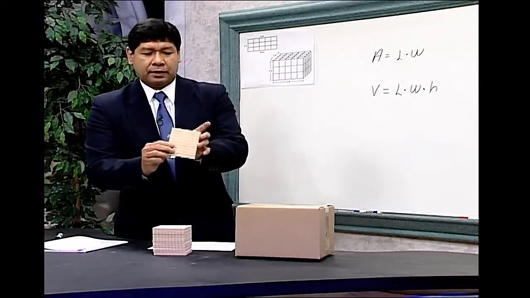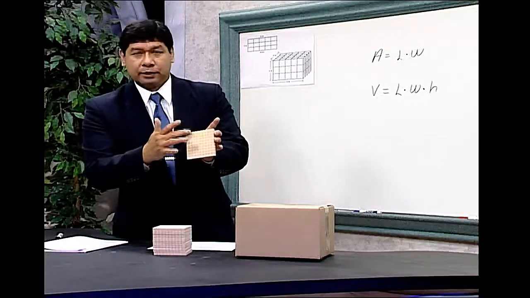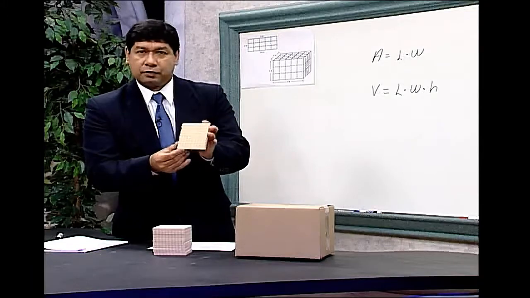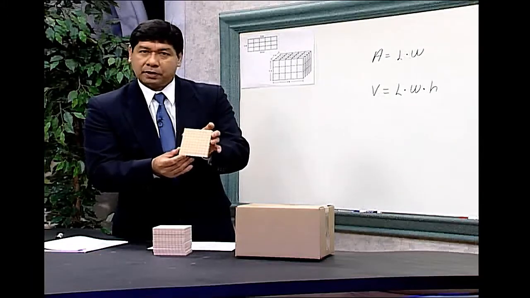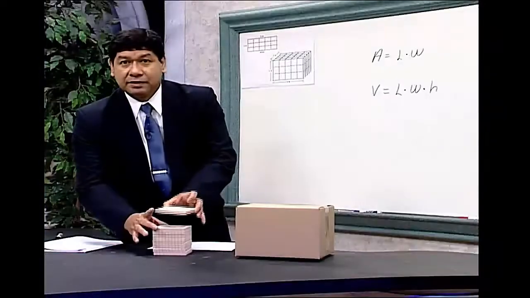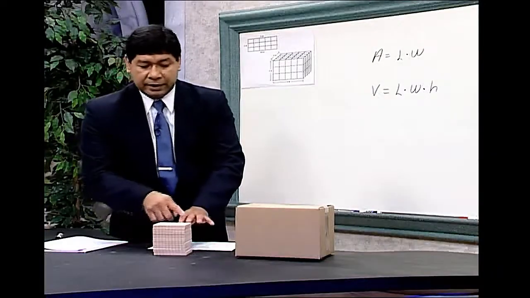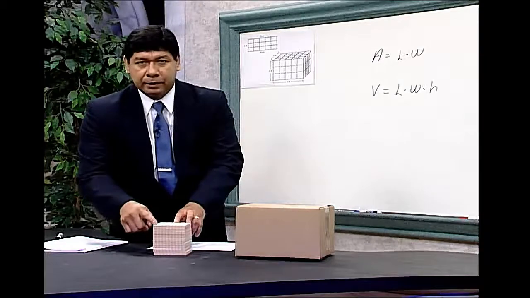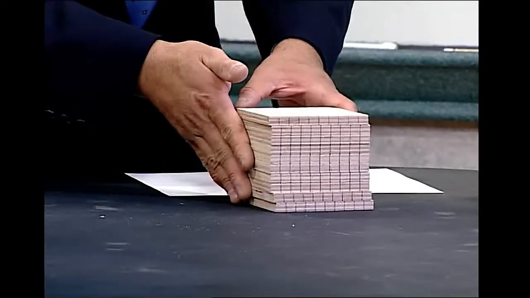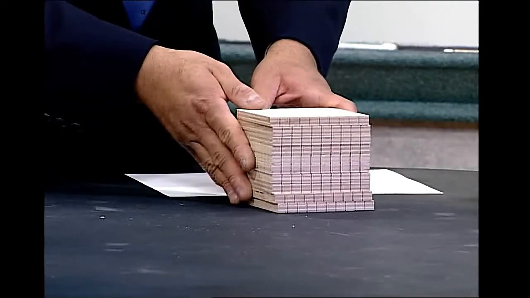As you can see, this one plat is 10 by 10. It's 10 centimeters by 10 centimeters. So the surface area, or the area of this first plat, is 100 square centimeters. But we have 10 of these. So we're looking at 10 by 10 by 10. So the volume of this three-dimensional figure would be equal to 1,000 cubic centimeters.